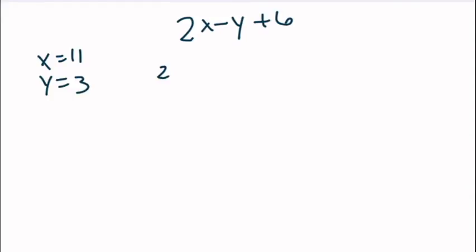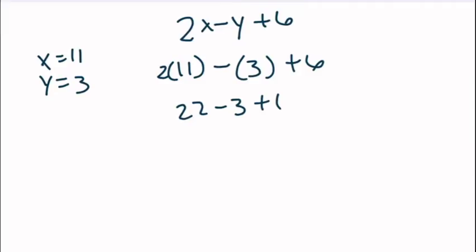Okay, finally we have our last set of numbers, which was x equals 11 and y equals 3. So 2 times 11 minus 3 plus 6. 2 times 11 is 22, minus 3 plus 6. 22 minus 3 is 19, and plus 6 is 25.